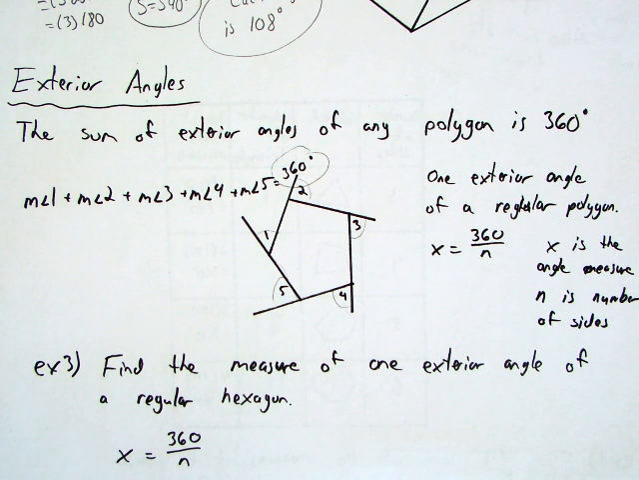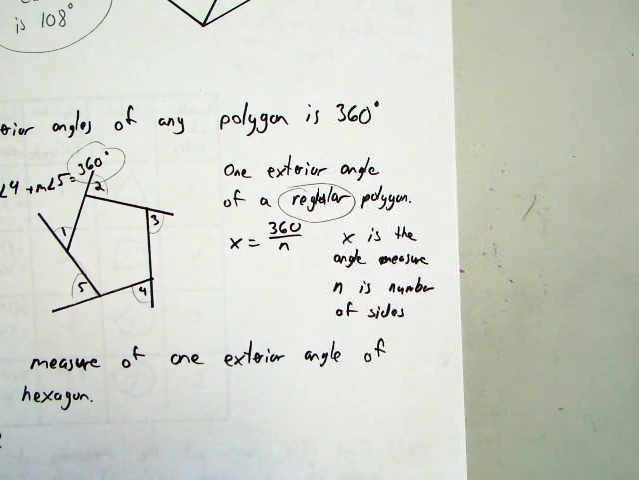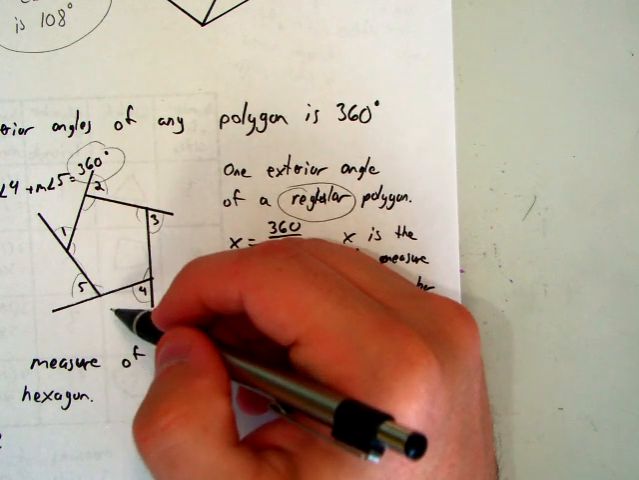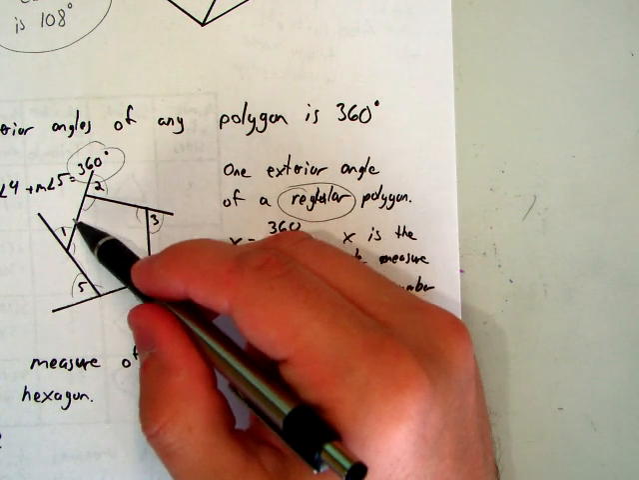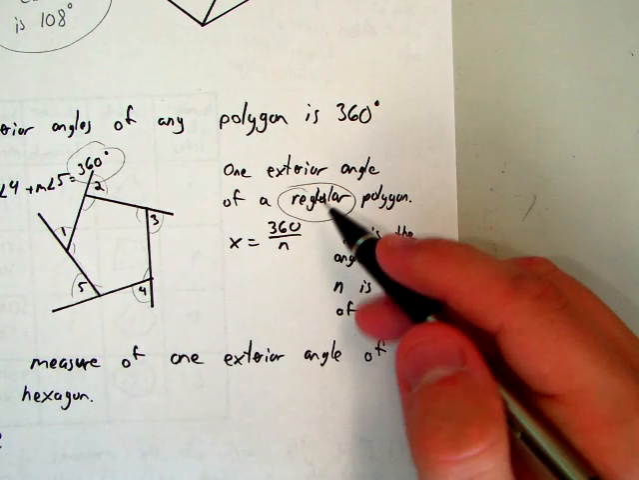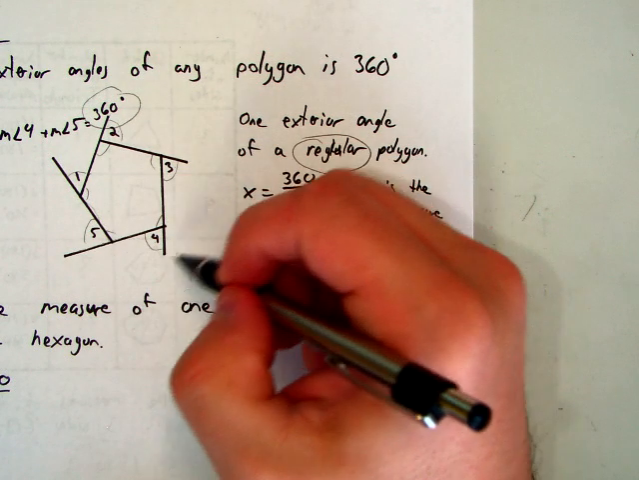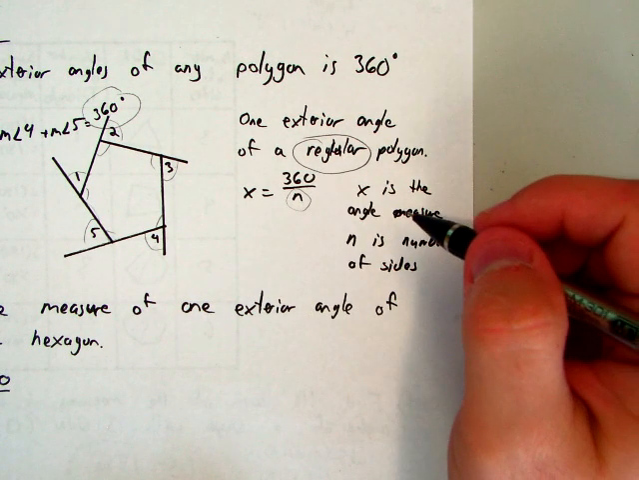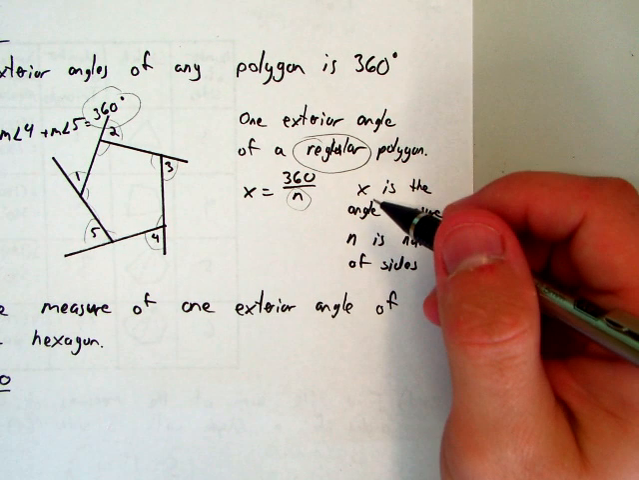Now, the nice thing is, too, if we have a regular polygon, again, that means all these sides are the same, all the interior angles are the same. So then, by extension, all of the exterior angles are congruent to each other, not to the interior angles. The exterior angles are congruent to each other. So then, all we would have to do is take 360, which is the sum of all of the exterior angles, divide by the number of sides there are, and that would be the measure of one exterior angle of a regular polygon.